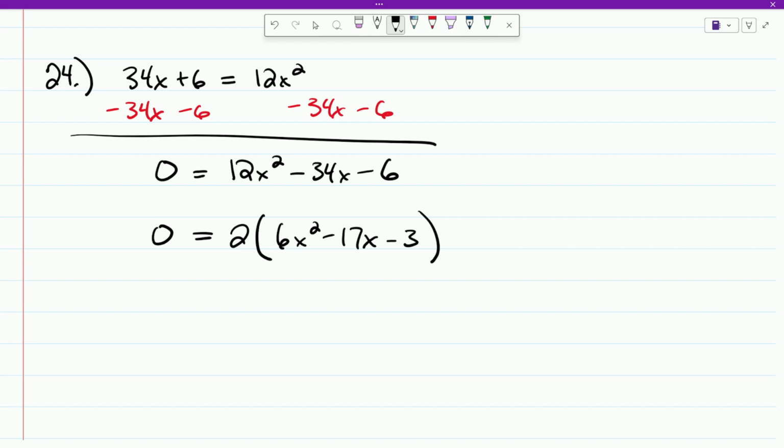I'm sorry, did I say difference of squares? I meant AC method. I'm moving too fast because it is 4:41 p.m. and I have other things to do. So just bear with me.